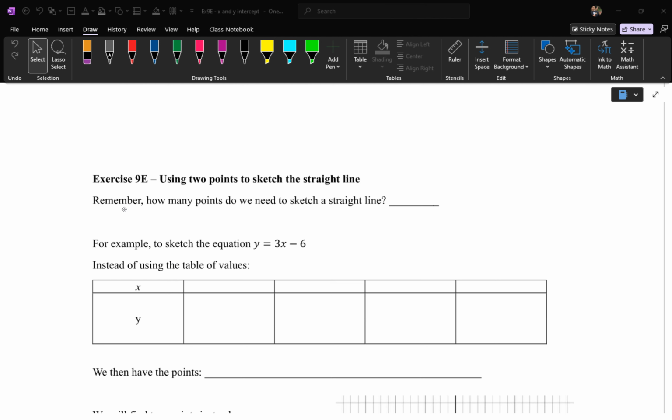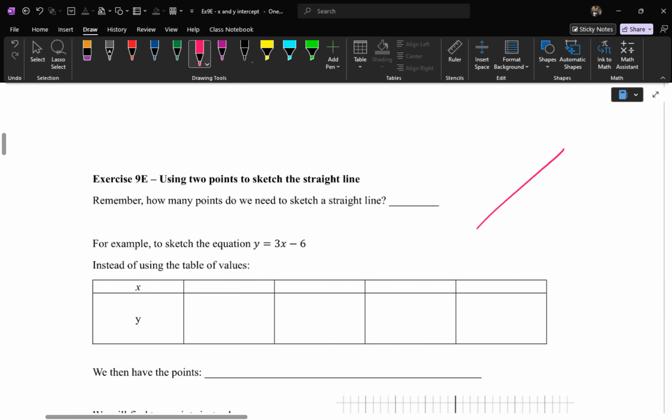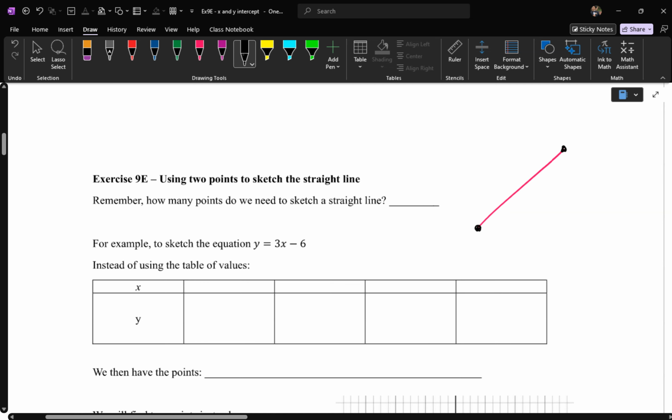Okay, so here. Remember, how many points do we actually need to sketch a straight line? So logically, how many points do you need to draw a straight line? Well, really, you only need 2. As long as you've got 2 points, you connect them, you make a straight line. So the minimum number of points you need is 2.